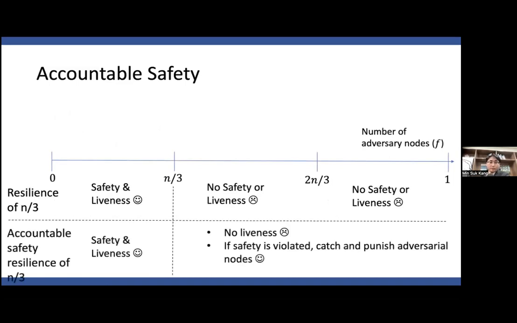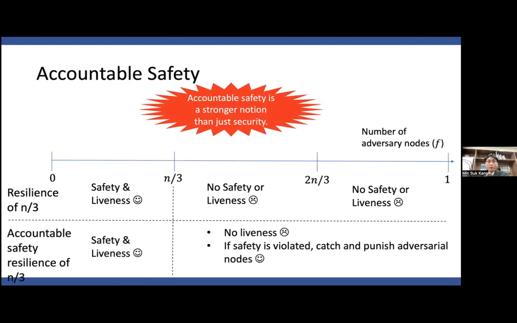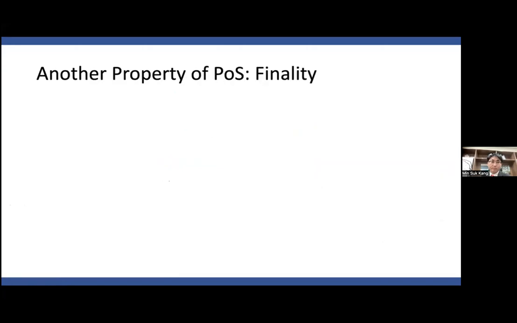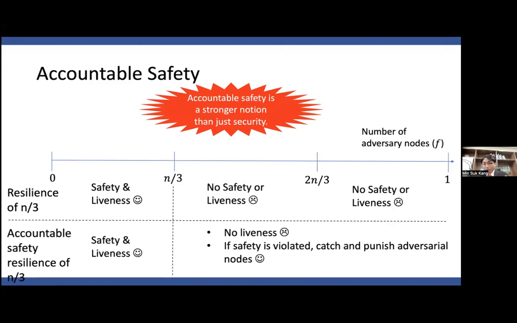So this is another illustration. If an attacker has more than a certain portion, then the system has no liveness or safety, but with the accountable safety here, if it's violated, then you can catch and punish the adversarial nodes, which was not possible in the Bitcoin-like proof of work system. Accountable safety is a pretty good property, right? That we see in Ethereum 2.0 or Ethereum after the merge.